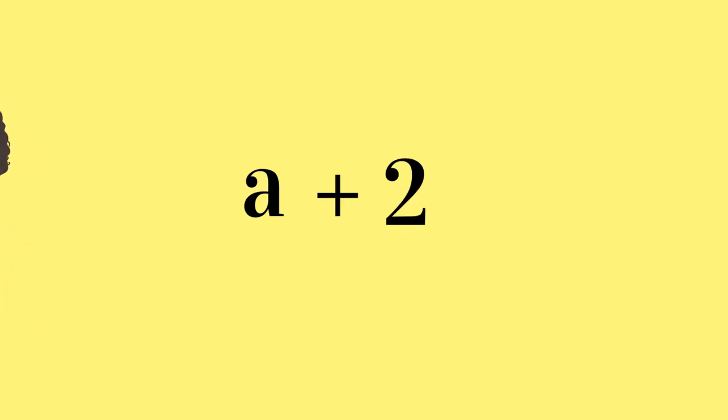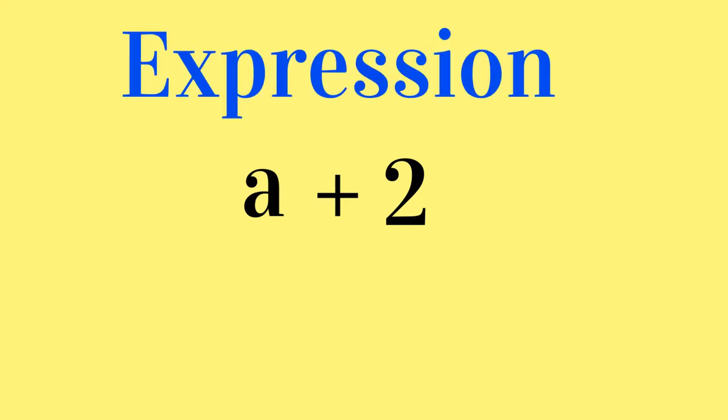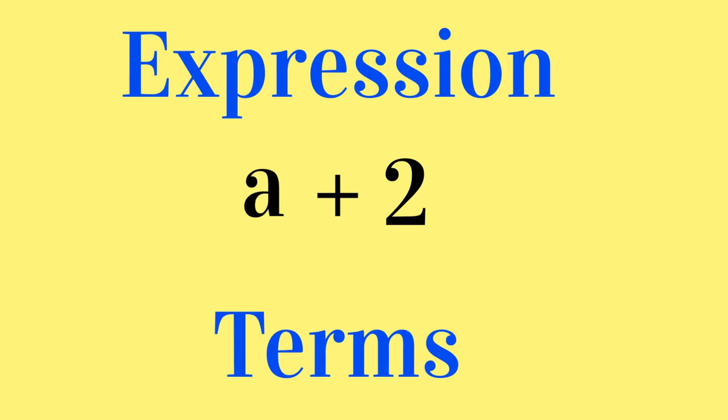Using algebra to describe something is called an expression. The letters and numbers we put together to make an expression are called terms. In the expression A plus 2, there are 2 terms. A is one and add 2 is the other. The addition and subtraction signs in front of each number or letter are part of that term.